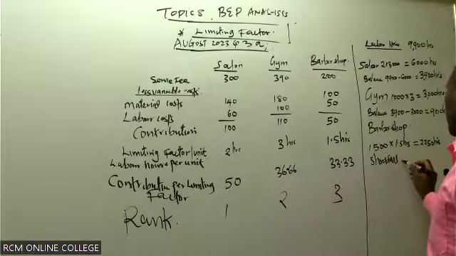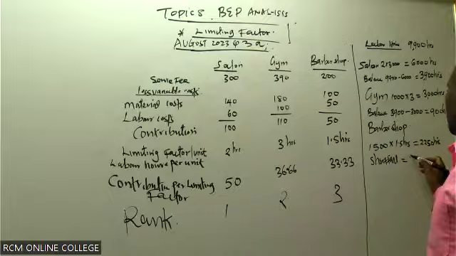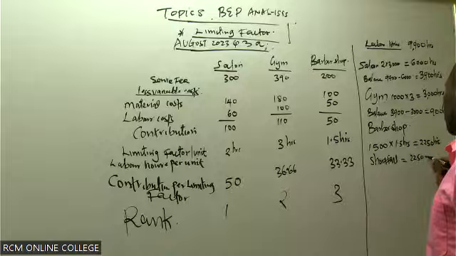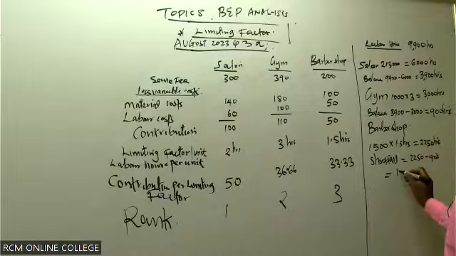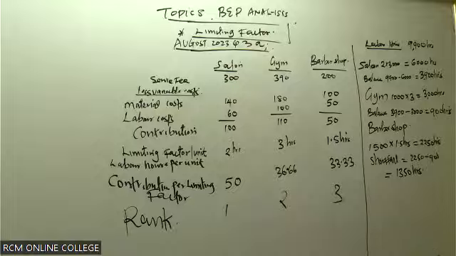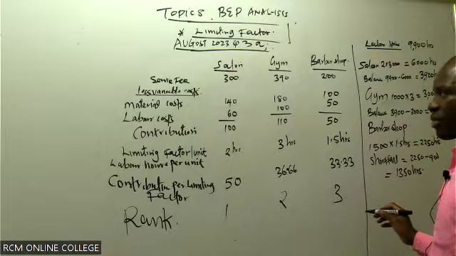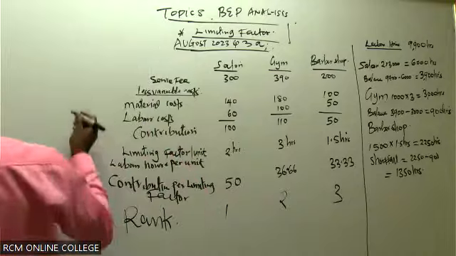Shortfall itakuwa ngapi? Our shortfall will be what we need minus what we have. Shortfall in hours itakuwa ngapi? 1350 hours. That is the shortfall, that is the deficit in the total hours needed. Or in other words, you can also do it this way.